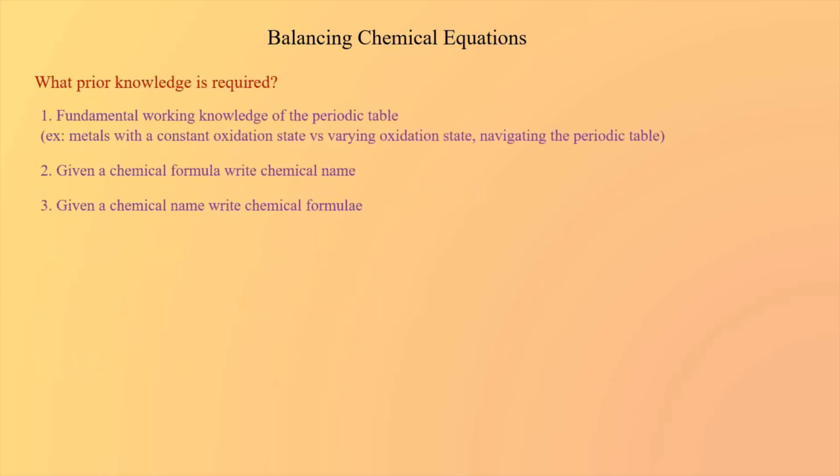Now, what prior knowledge do I need? Well, we did go into extensive detail up until this point to understand how the periodic table works. So you need to have a fundamental working knowledge of the periodic table, and then given a chemical formula, write the chemical name, given a chemical name, write the chemical formula.